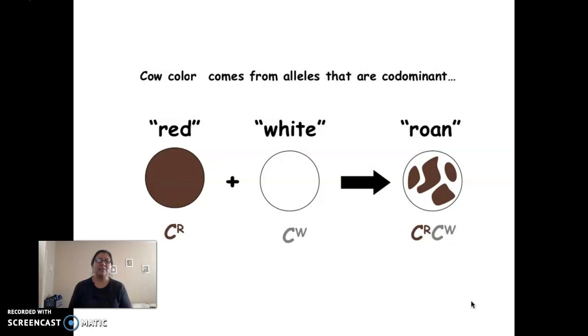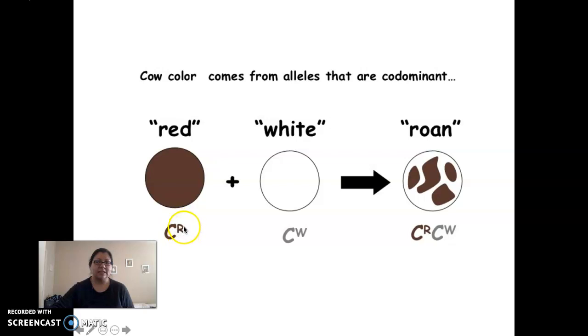So if you see any white cows that have those red spots or brown spots, those are called roan cattle. And how we write that down, you can see that for our red cow, we're going to use big C for coat color. But because this is codominant, we're going to have big C with an R attached to that.